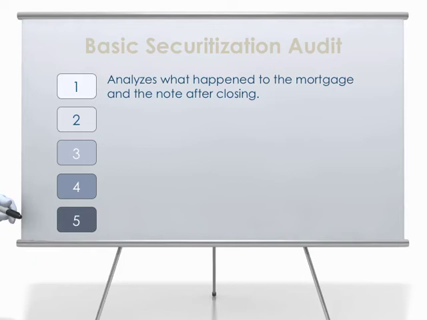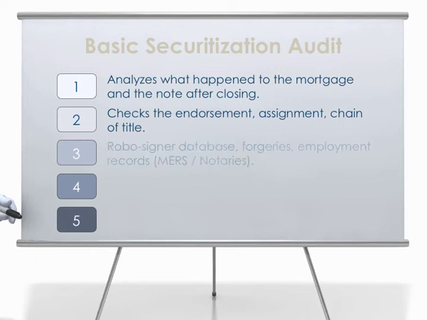Now, the basic audit is pretty much what it is. It's basic. It checks the endorsement, the assignment, the chain of title, all this information that they need to know about. And you're going to run into a lot of issues with the endorsement and the assignment. And you want to do your homework about that. Read some of the audits. Robo-signer, which I like to call forgers, and you see forgeries here.